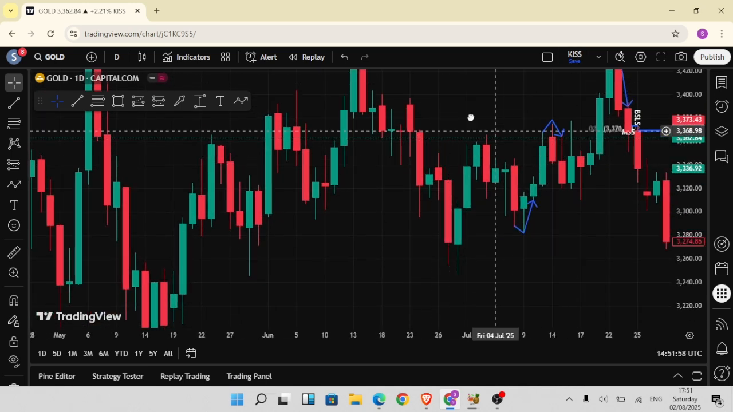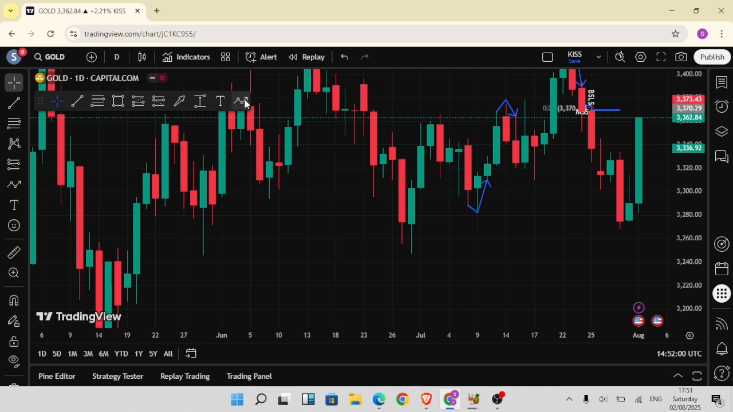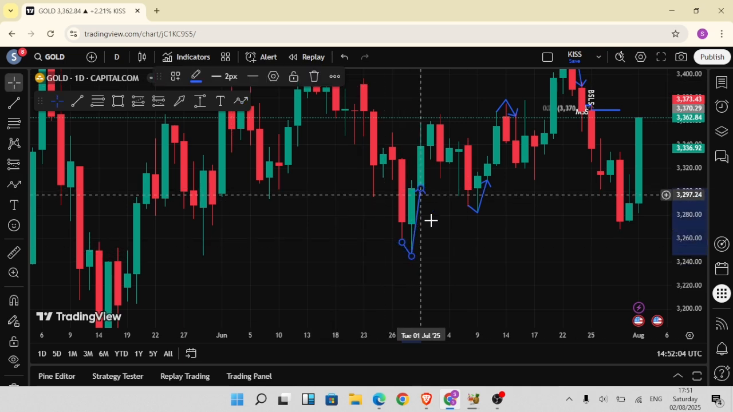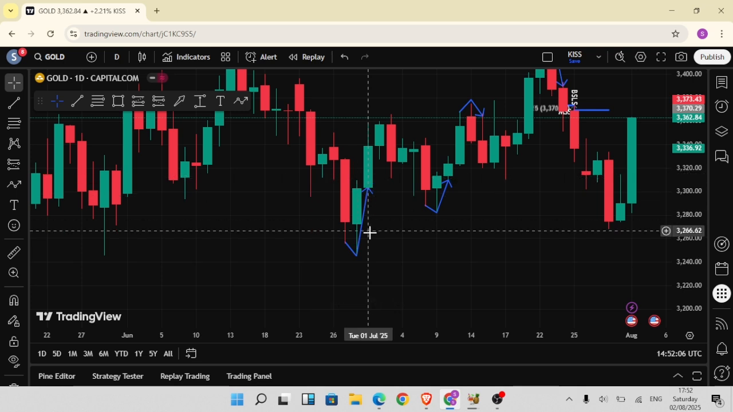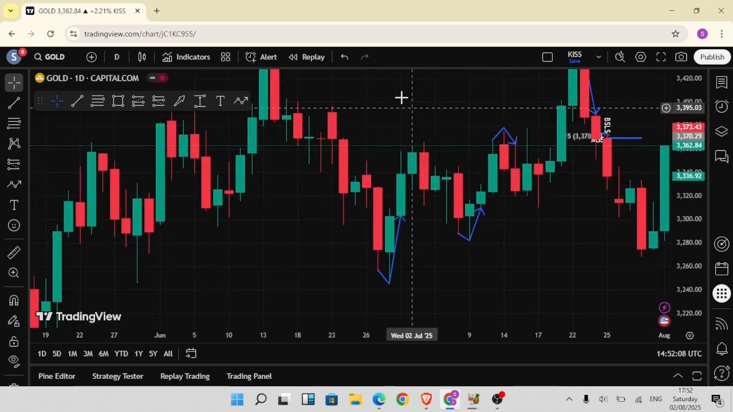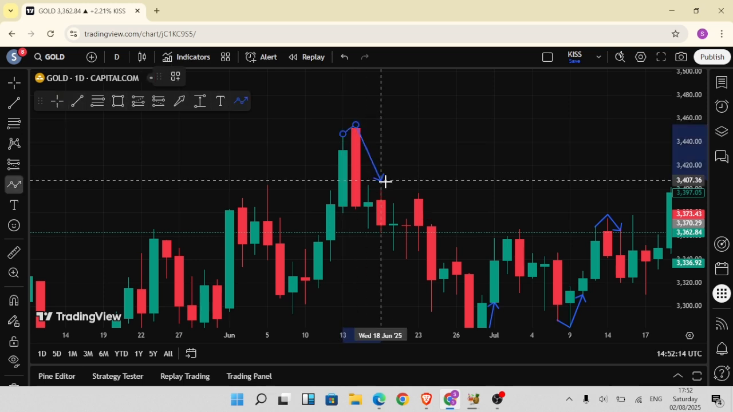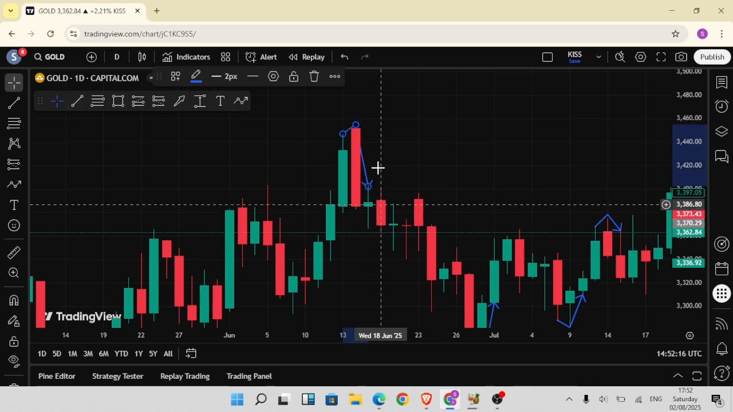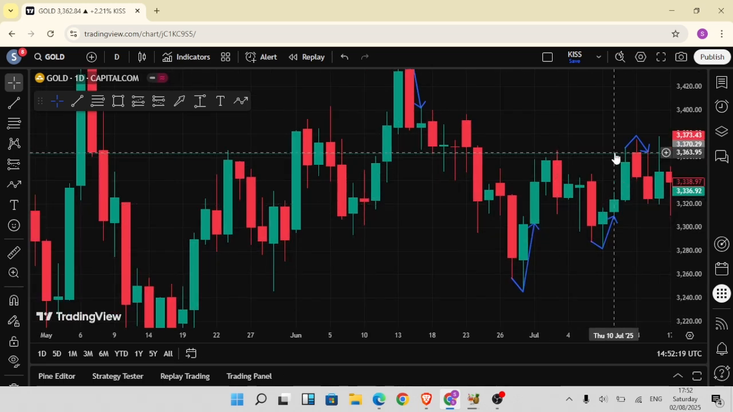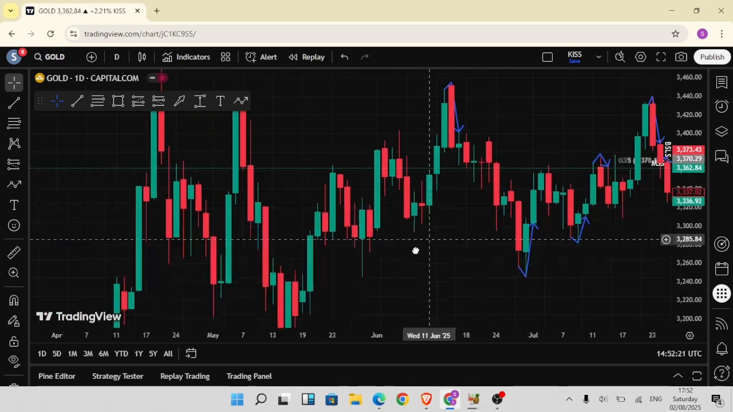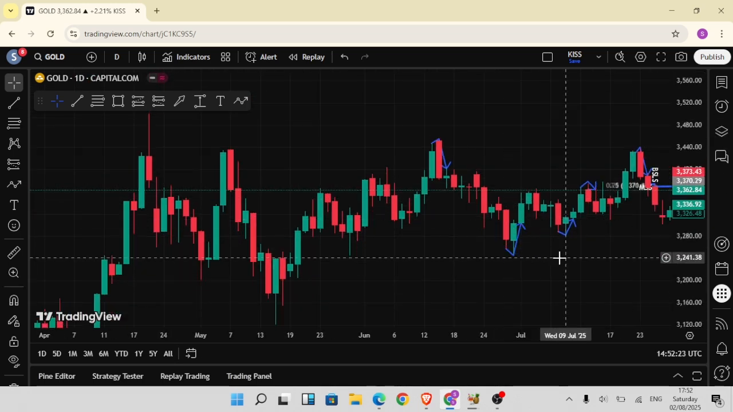Another example can be this one right here. Right, this, and then the next candle gave us a very good trading day. And then also this, right, then the next candle gave us a good trading day. Now what is the second thing you want to look for?